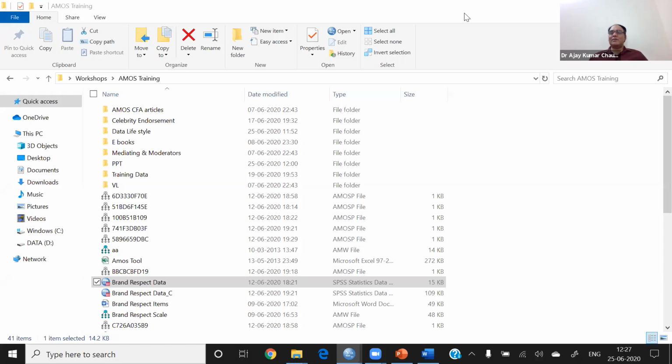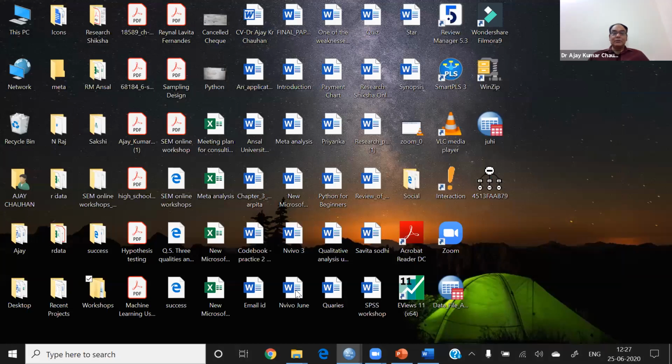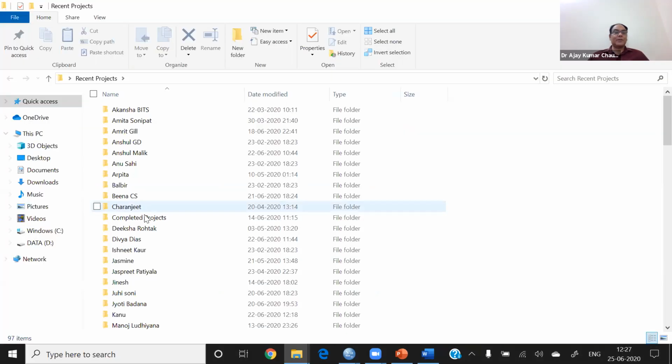Now a scholar wants to develop a scale on brand respect. So now I am showing you the different steps of developing a scale of brand respect. Let me open the file first, and I will show you the original scale, because the data I opened just now is a refined scale. So now I am opening the original file so that I can start from point zero. The case I am going to discuss is to develop a scale of brand respect.